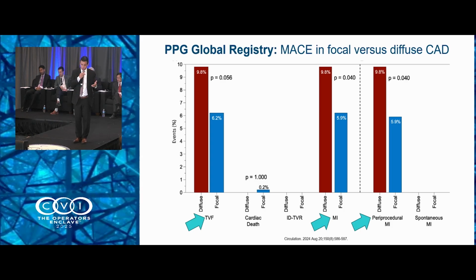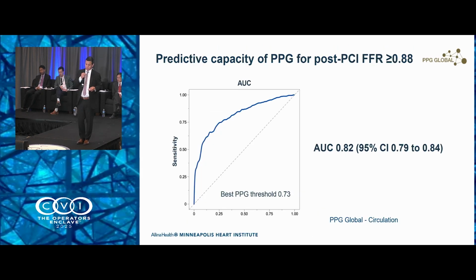Now, what about outcomes? This is the PPG Global Registry. There were a number of centers that enrolled here in the US for this registry. This is not yet clinically available in clinical practice, but PPG is showing in this global registry that for outcomes, patients that undergo PCI have more target vessel failure, more procedural myocardial infarction, particularly in those that have diffuse coronary artery disease. We shouldn't be surprised. They have longer stents, more complex procedures. So you can see it's not only an issue about symptoms, but it's an issue about outcomes.